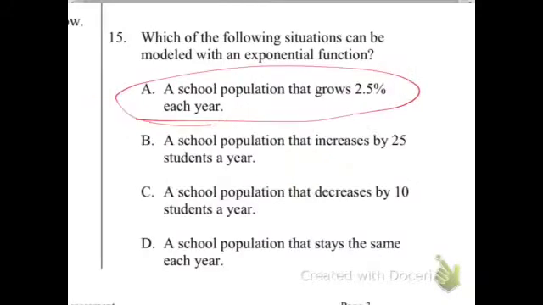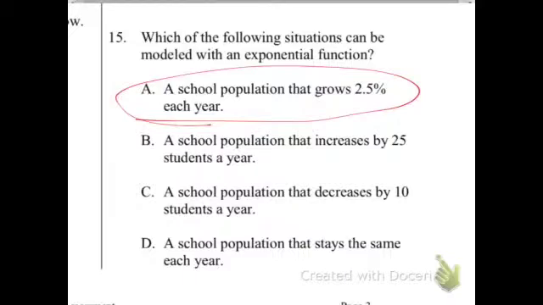Okay, so we finished up with 14, now we're moving on to 15. When you're trying to figure out what situations can be modeled by an exponential function, you've got to read each of these and figure out which ones can and can't. Fortunately, this one's A, just like the first one you read, and you'll know because it grows by a percent each year. If you're doing percent growth or percent decrease, it has to be exponential. The linear models don't do the percent stuff.